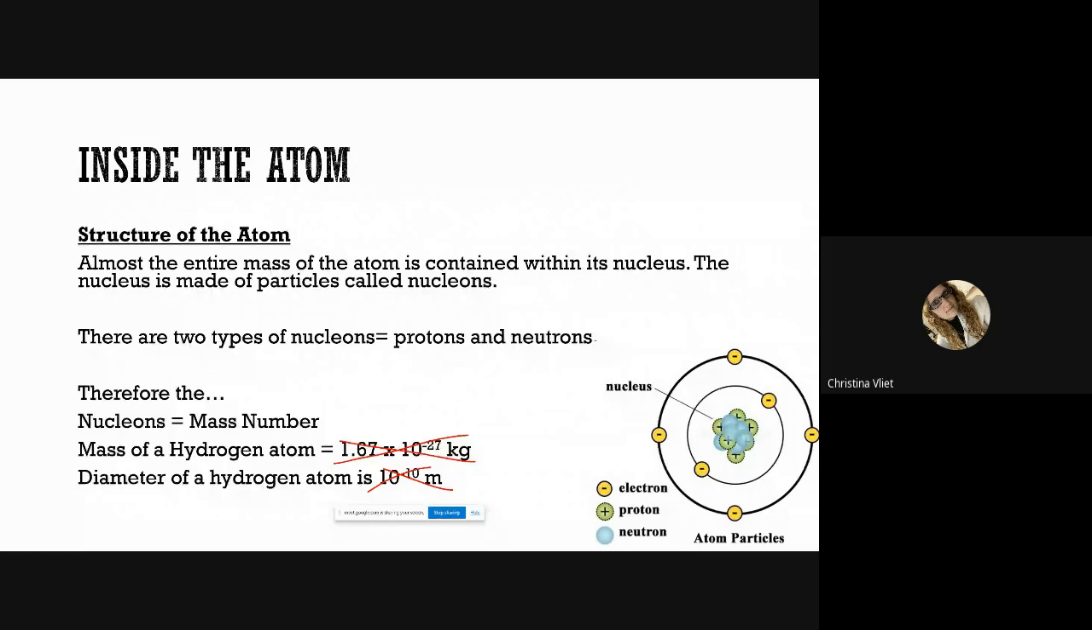The new name for mass number is nucleon number. So nucleon number is the same as the mass number. Nucleon means inside the nucleus, so actually it makes more sense. The particles in the nucleus are the nucleons. So protons are considered nucleons, and neutrons are considered nucleons. So the nucleon number is all of your protons plus all of your neutrons. It's the same thing as the mass number.